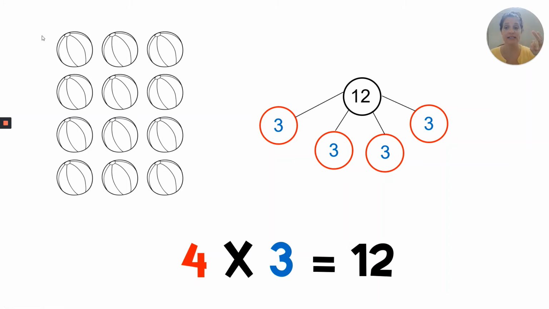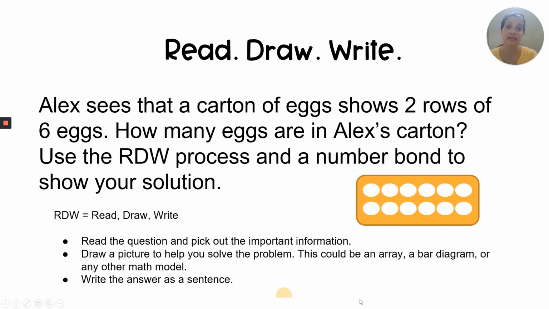3, 6, 9, 12. Yes, that 12 is the product, so that goes at the top. The 3 is how big the groups are. So there are 3s in each circle, and there are 4 circles to correspond with the 4 rows. 4 groups of 3 equals 12. We have an array, we have a number bond, and we have a multiplication equation, which are all representing the same thing.